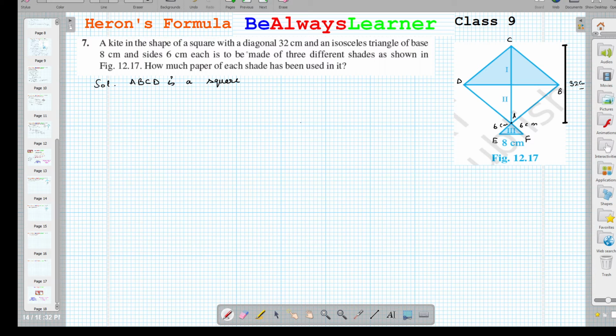Because with the diagonal 32 centimeter that is given to us, we can say that the diagonal AC is equal to 32 centimeter, right?